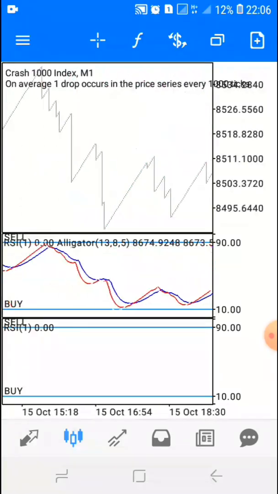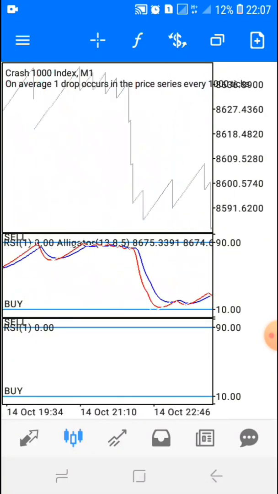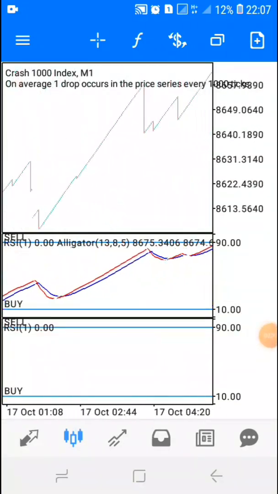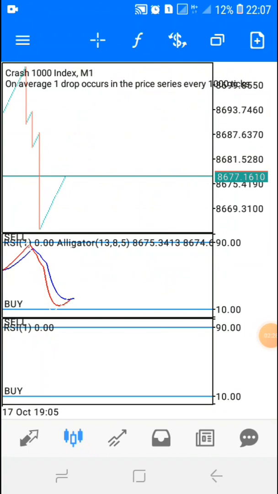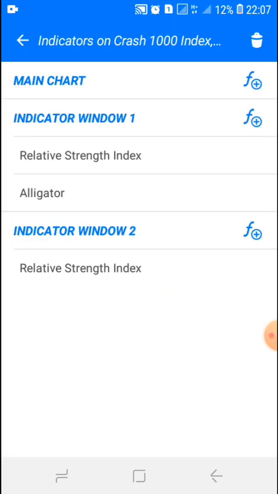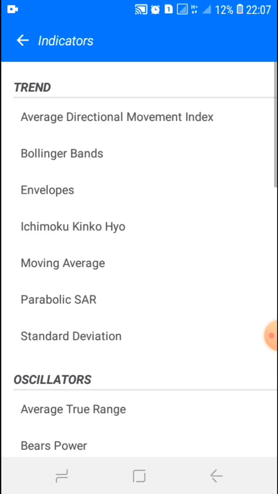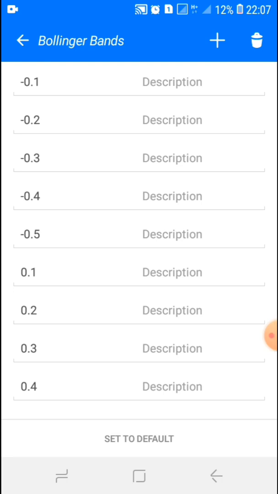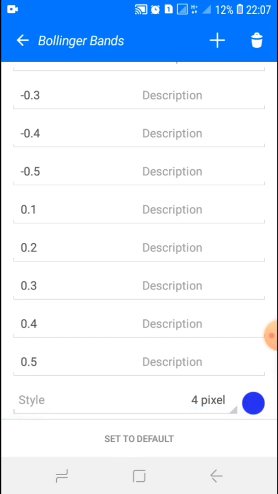But the other indicator that we're gonna add to our second indicator window is gonna make the strategy much easier. For example, I will show you guys what I'm talking about. So let's add the Bollinger Bands. Now make sure that your parameters are like this: period 10, deviation 1.000, shift 0, apply to close, style 4 pixel black, levels minus 0.1, minus 0.2, minus 0.3, minus 0.4, minus 0.5, 0.1, 0.2, 0.3, 0.4, 0.5.